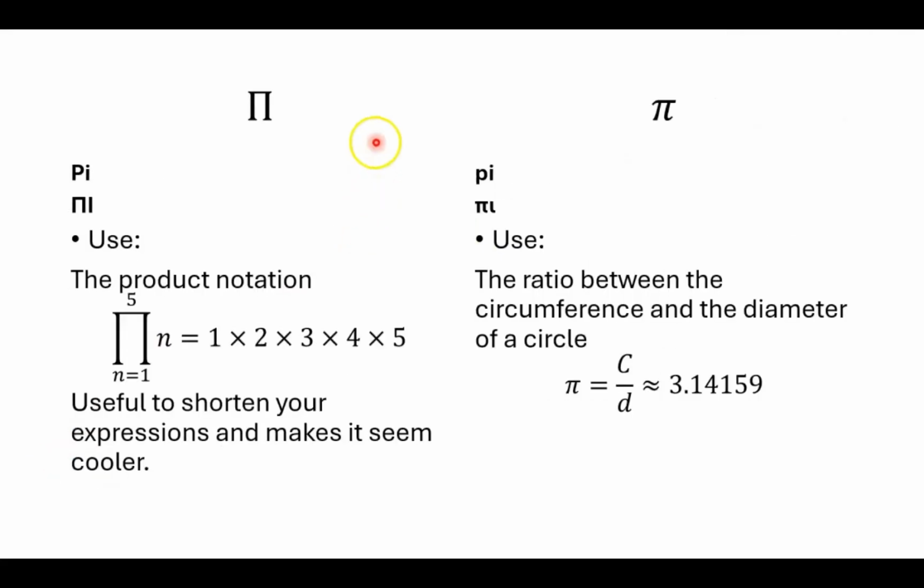And the next letter is probably one of the most famous and the most mispronounced Greek letters. In English, it's pi, but in Greek, it's pee. So the uppercase is used to represent the product notation. It's useful to shorten expressions and make them seem cooler. So if you've seen this expression, pi of n from n equals 1 to 5, it just means 1 times 2 times 3 times 4 times 5.